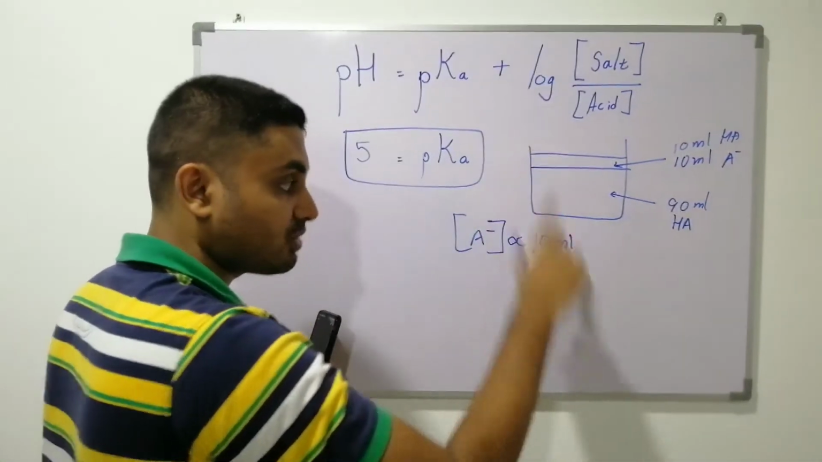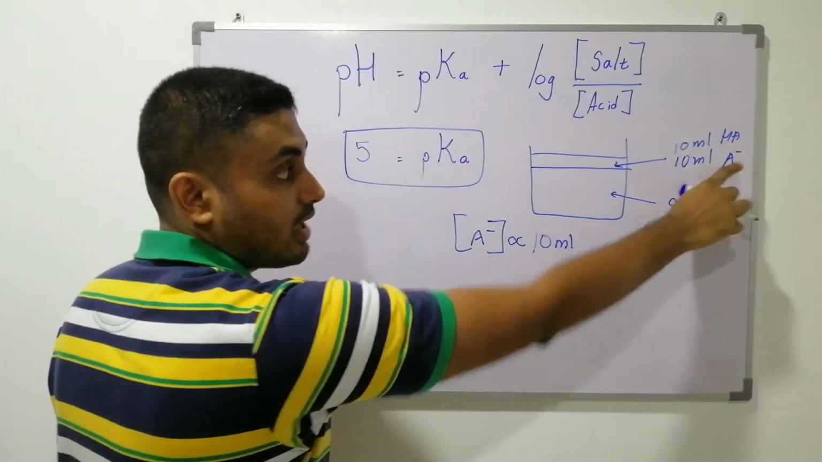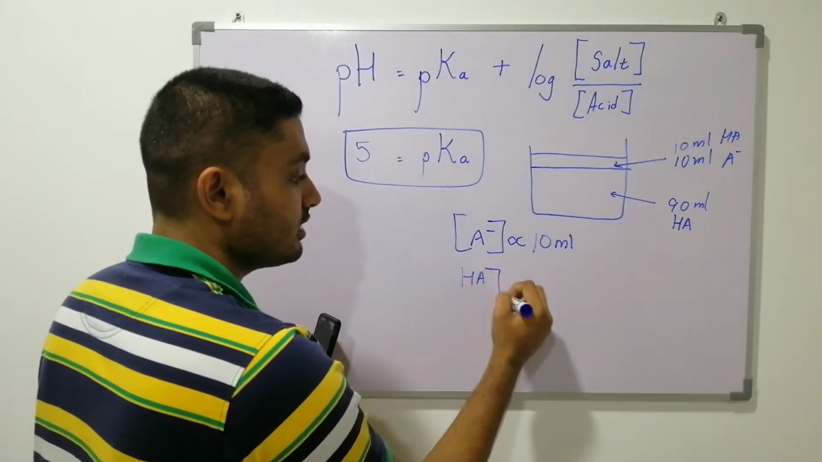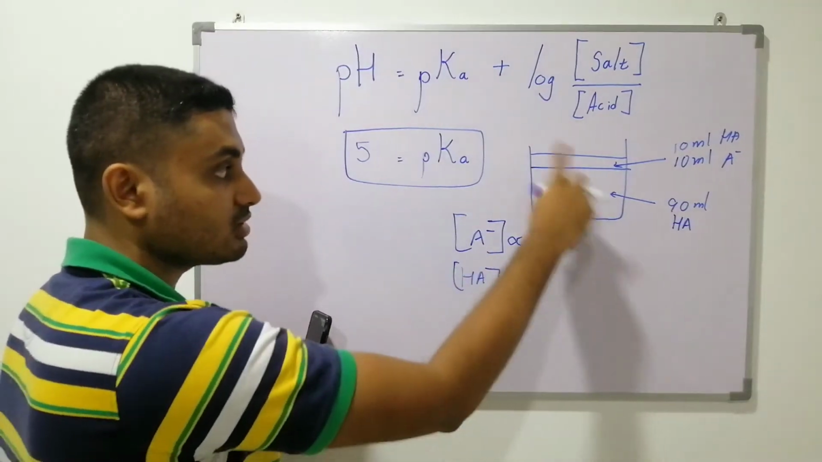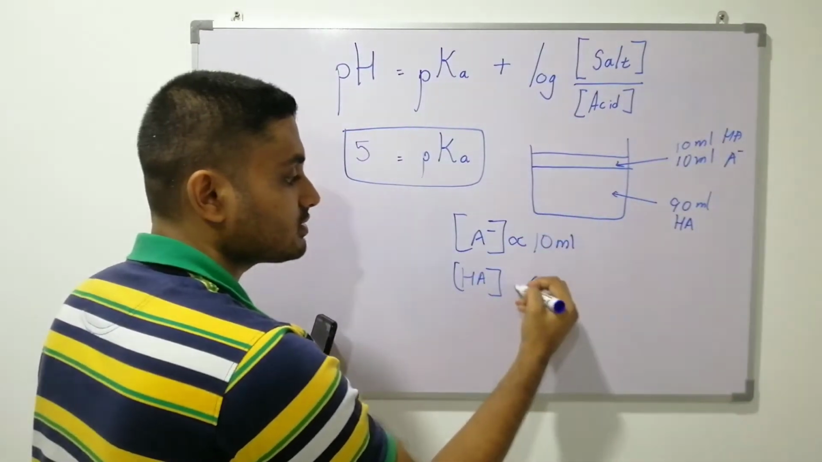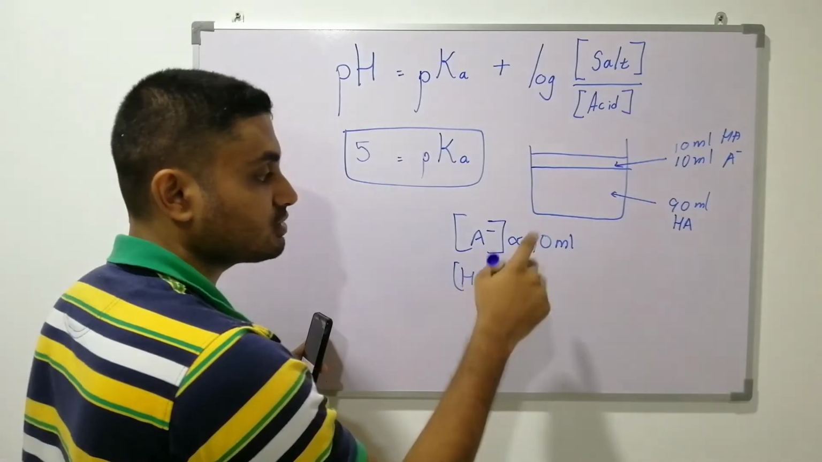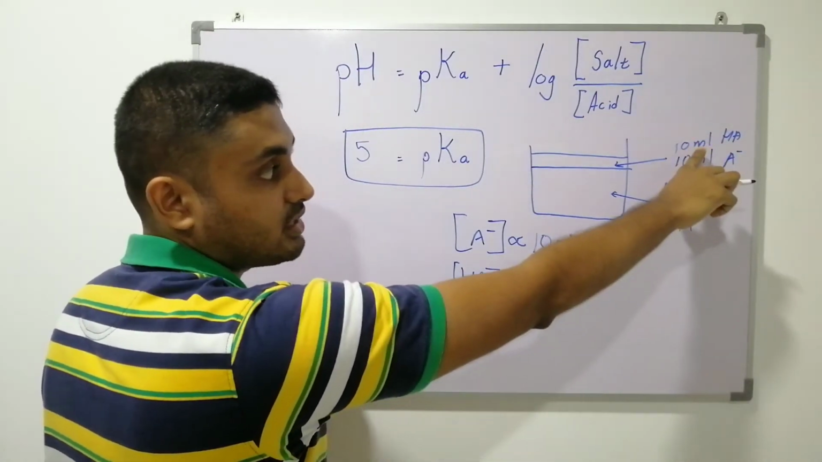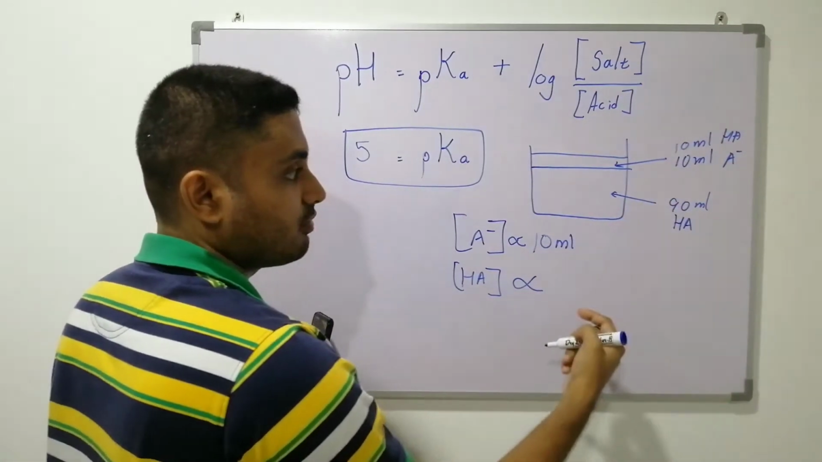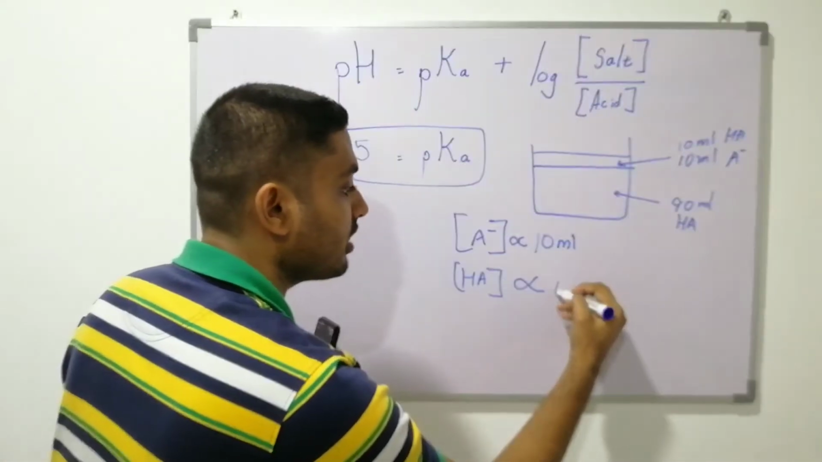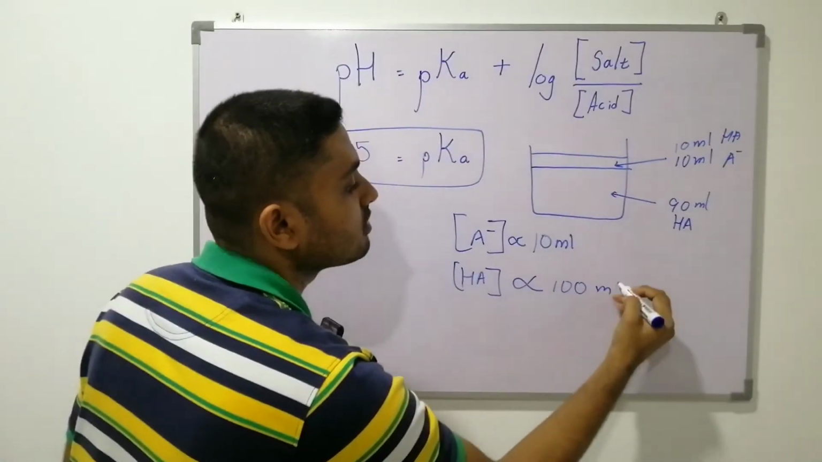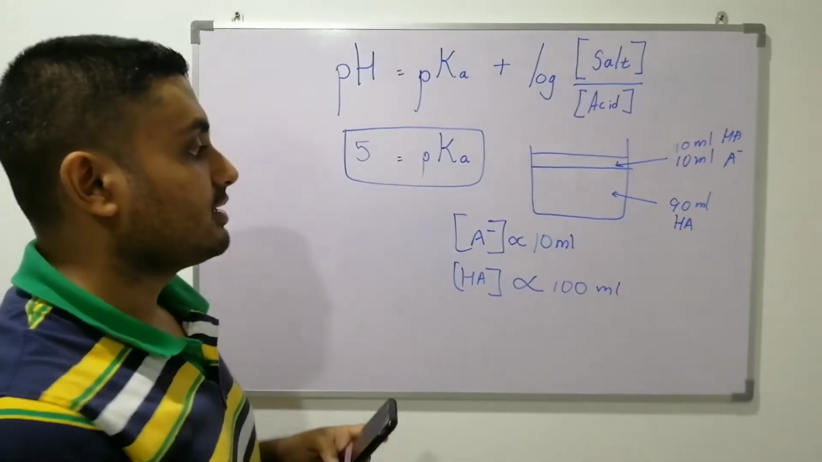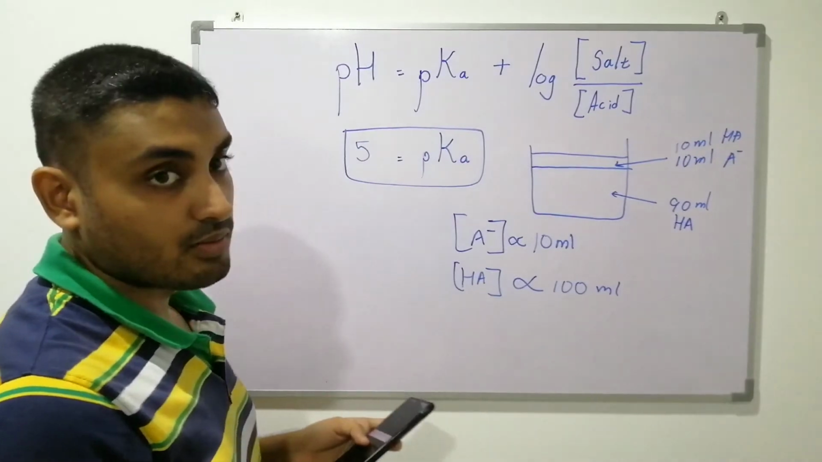The A minus concentration is proportional to this 10 milliliters, and the HA concentration in the resultant solution, I'm talking about this resultant solution, is proportional to the addition of 90 plus 10 of the whole volume of HA. So 100 milliliters. This is proportional. So the rest is very simple.